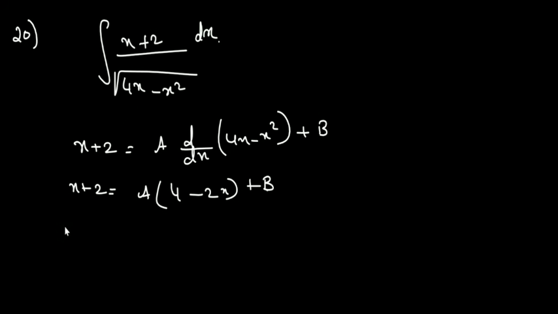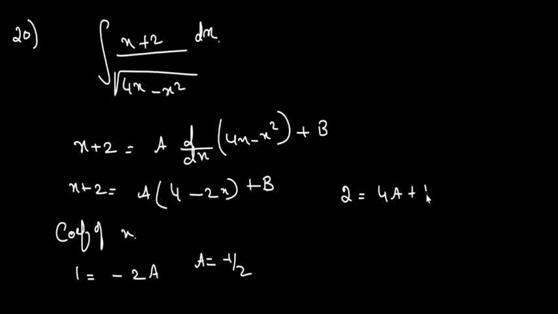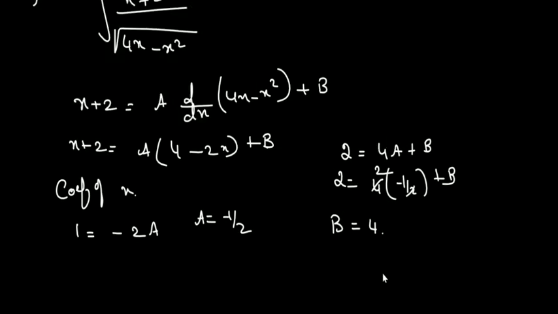Equate the coefficients of x: 1 is minus 2a. So a is minus 1 by 2. And equate the constants: 2 is 4a plus b. So 2 is 4 into minus half plus b. So b is 4. Okay, a is minus half and b is 4.